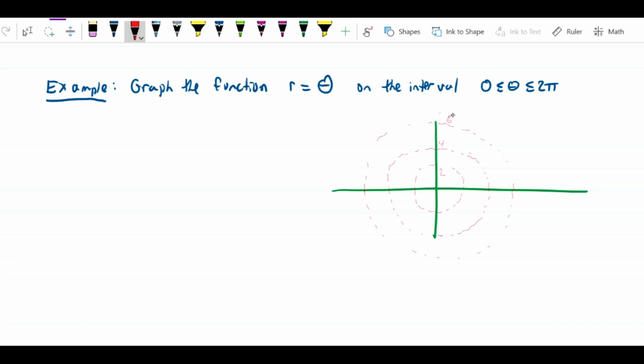Okay, so let's think about what some values would look like. Let's put up a table.